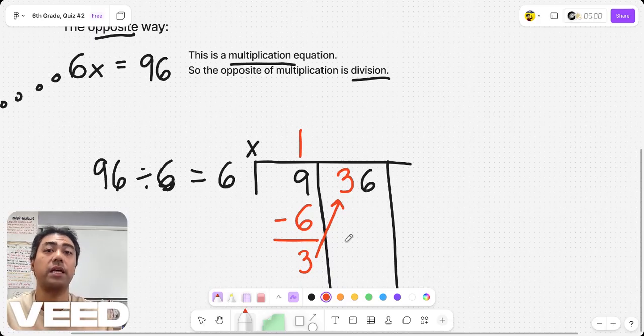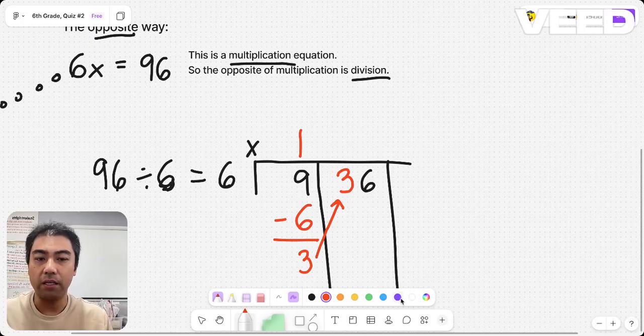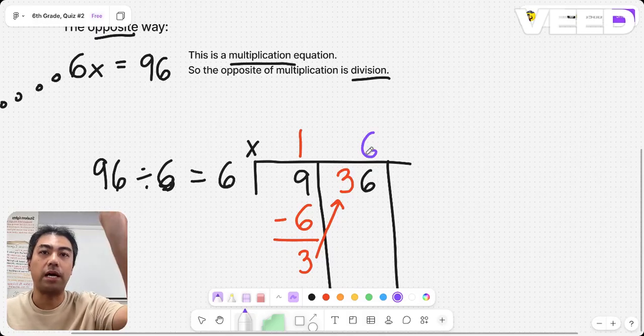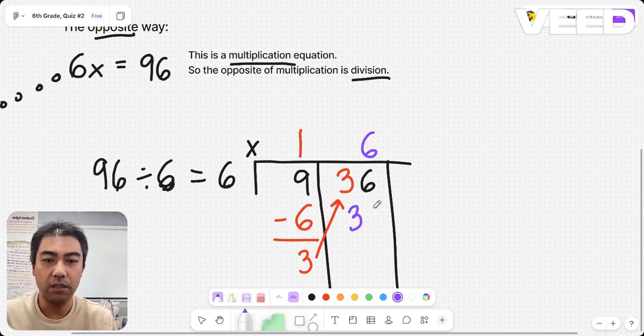Now let's repeat the same steps. How many 6s do we need to make 36? In other words, how many 6s go in 36? That is 6. Again, put the number on top, and we'll go down that way. Now, multiplication. What is 6 times 6? 6 times 6 is 36.